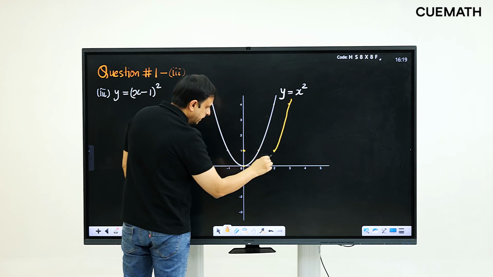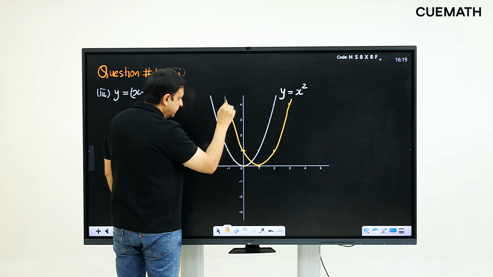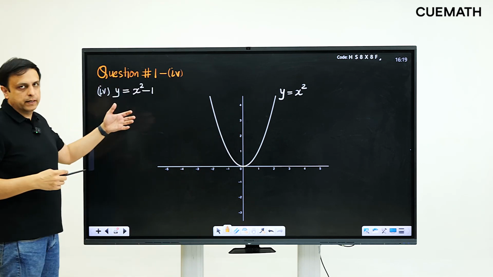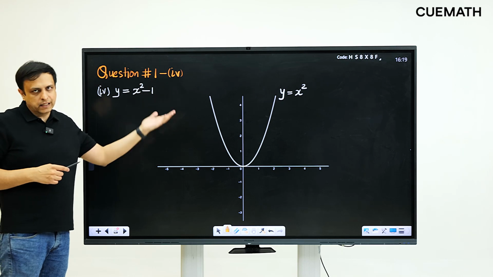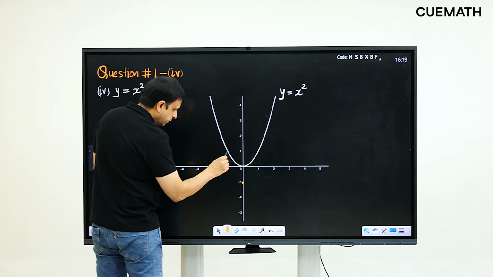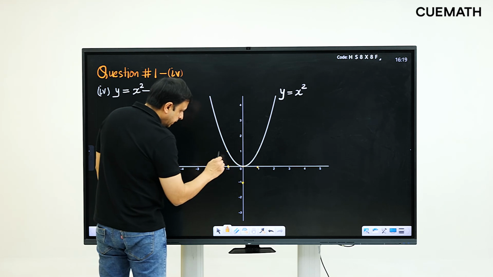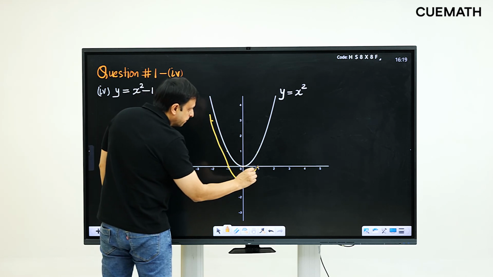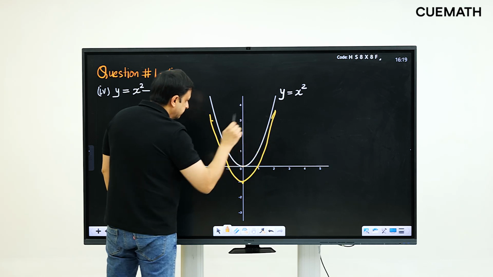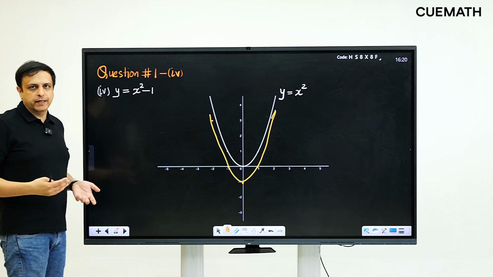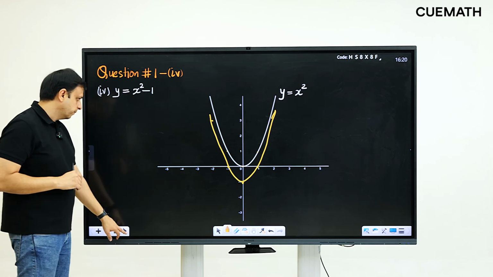So I'll get something like this, and that would be x minus 1 whole square, and then finally x square minus 1 would be a vertically downward shift of 1 unit. So this point moves over here, this one moves over here, this one moves over here, and then I'll get something like this. Yes, it's a crude drawing, but you get the idea. So 4 different kinds of shifts all in the same problem.